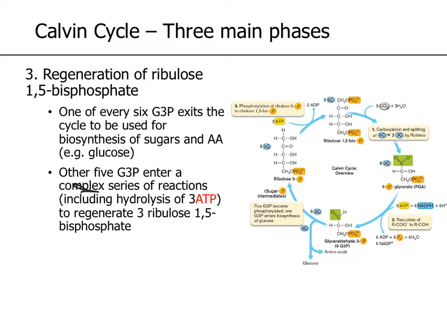These complex reactions convert the G3P back to ribulose-1,5-bisphosphate. Okay, you don't need to know those.